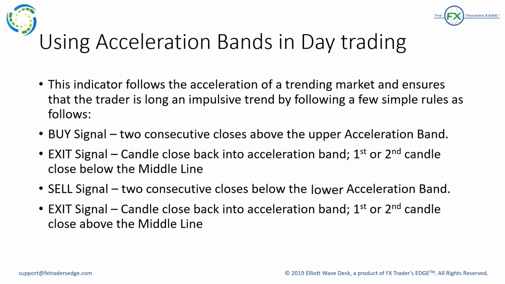The sell signal is taken with two consecutive closes below the acceleration band. And then we have three exit signals. One would be a candle closed back into the acceleration band, which is the original strategy. And the second would be the first candle close above the middle line, and the third would be the second candle close above the middle line.